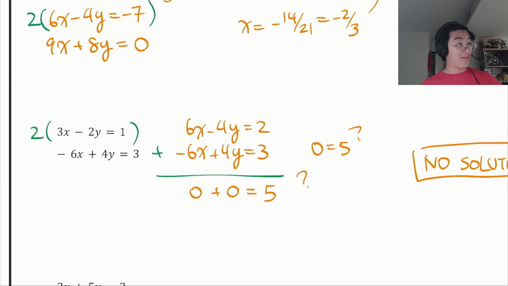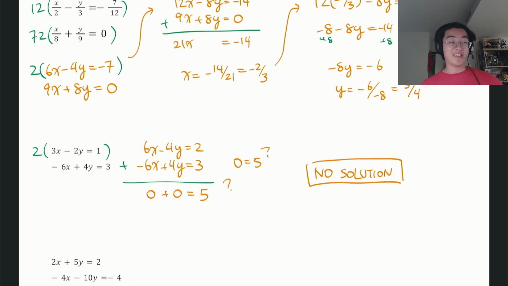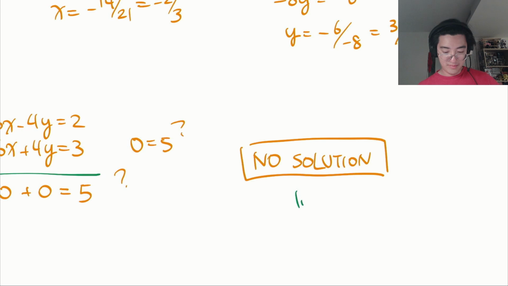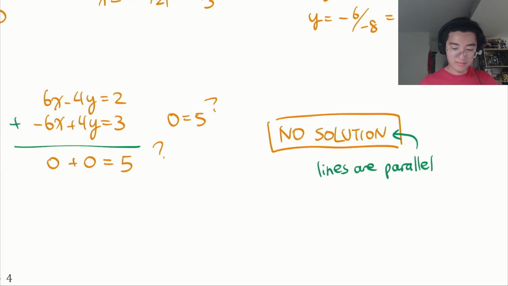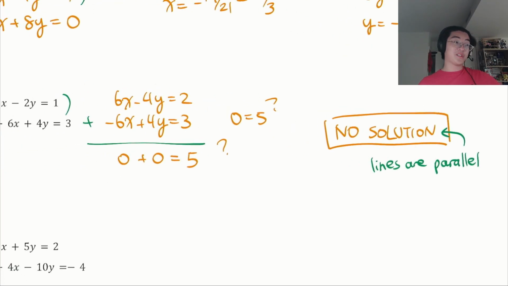Right, if we were to graph those 2 lines out and find the slope, we'll notice that they're the exact same slope, but they're parallel. Alright, lines are parallel. Okay, so if we have 0 equals a number, something that doesn't make sense, then that means there's no solution.